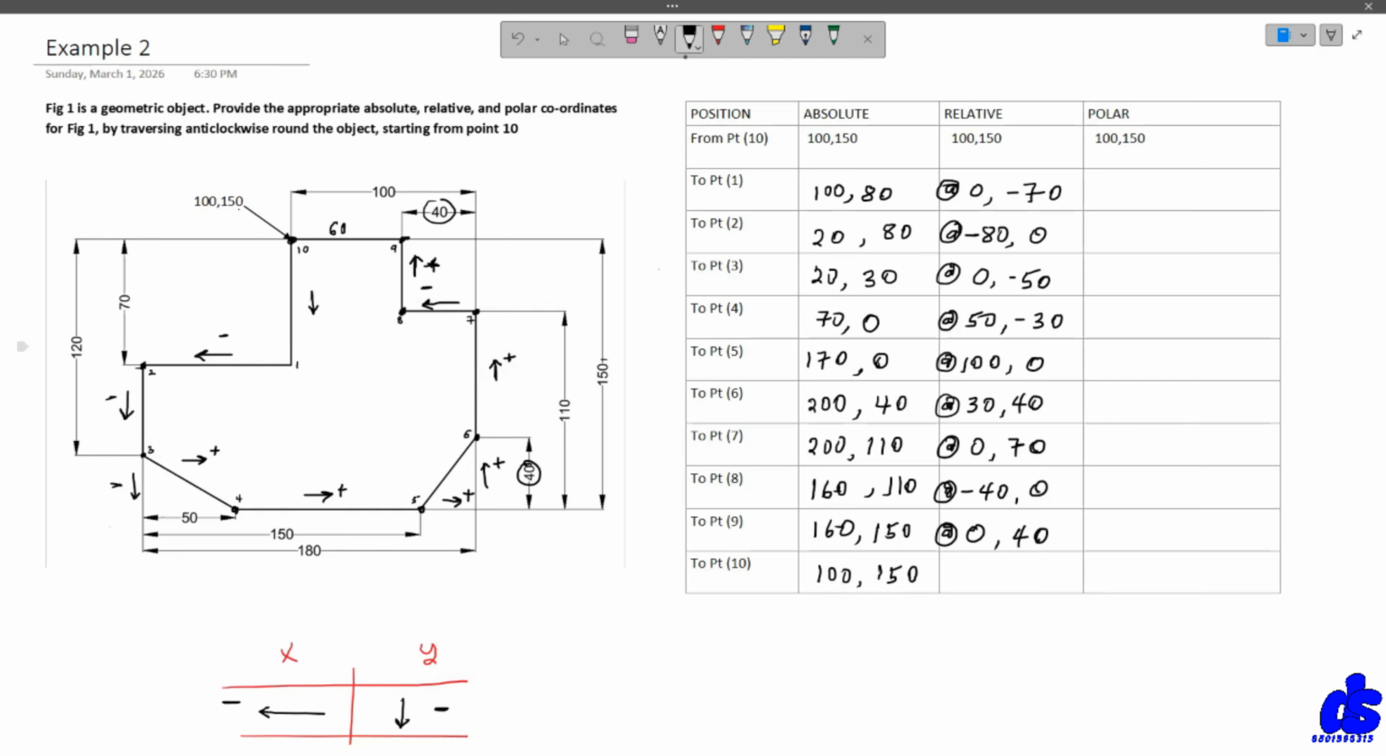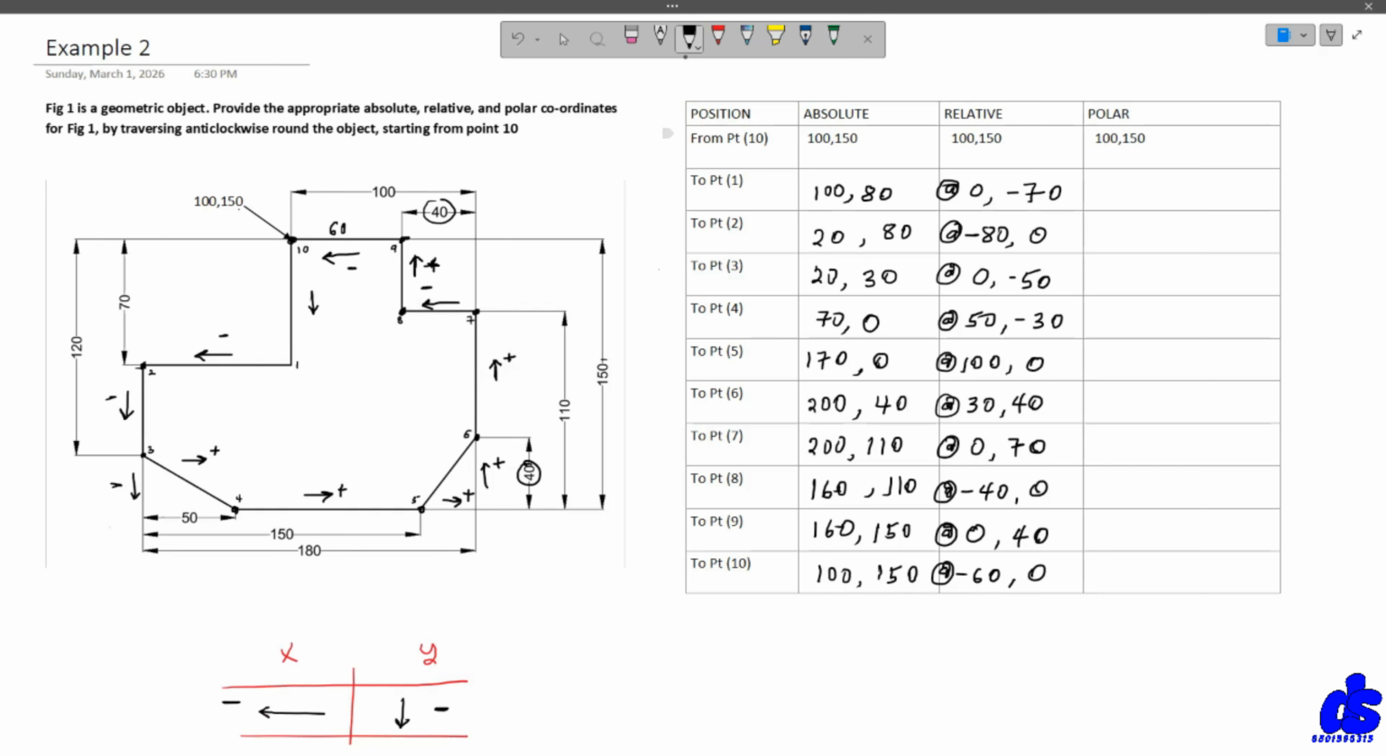Now, coming back to point 10. Relative to point 9, there's a change in x, I'm sorry. There's no change in y. It's still on the same line as y. So our y value is 0. Now, our x is 60, but then it's moving to the left, which is a minus sign. So meaning the value is going to be minus 60.